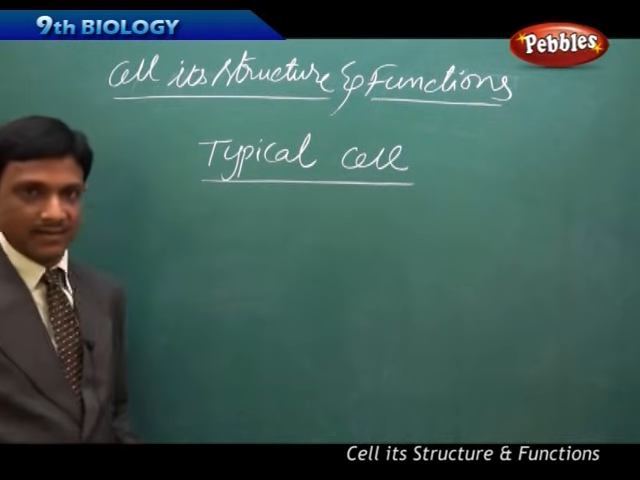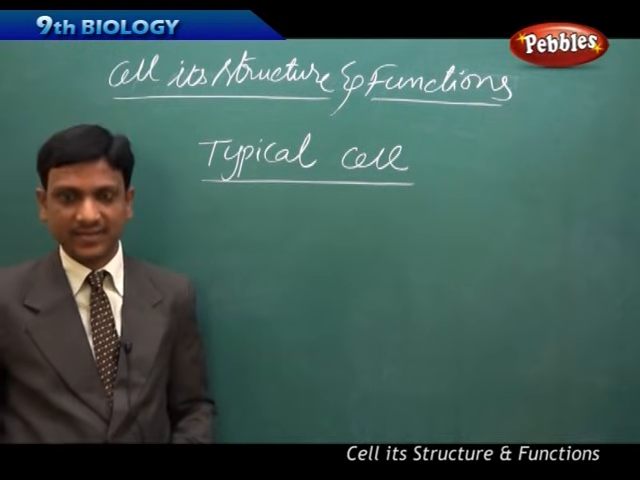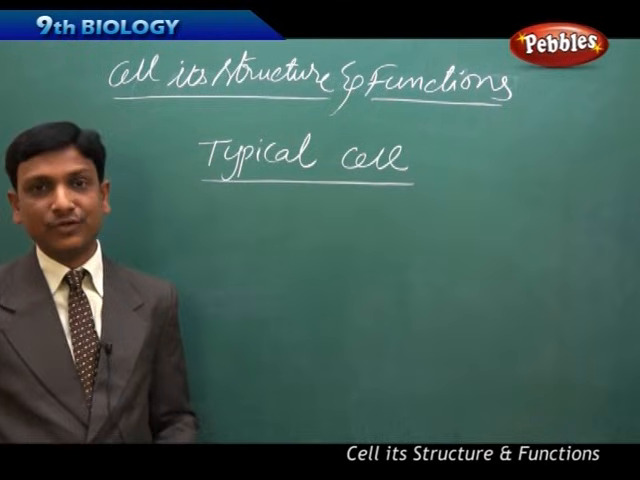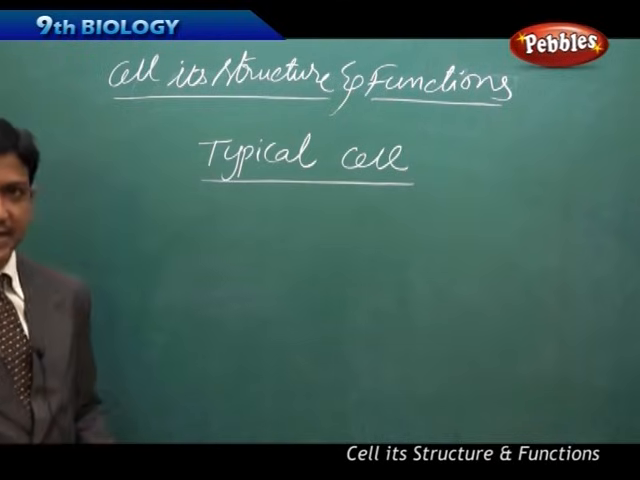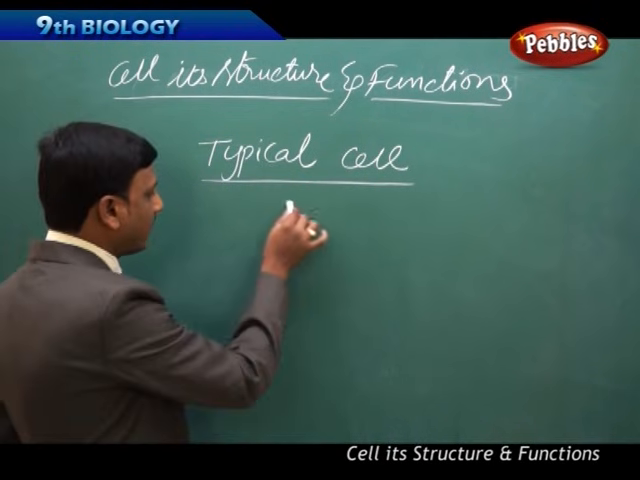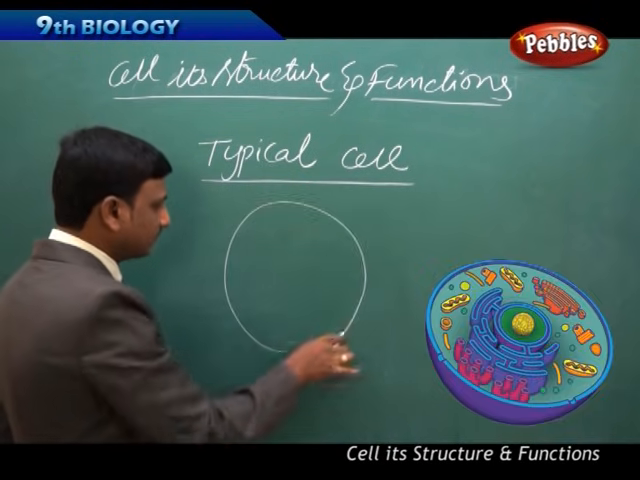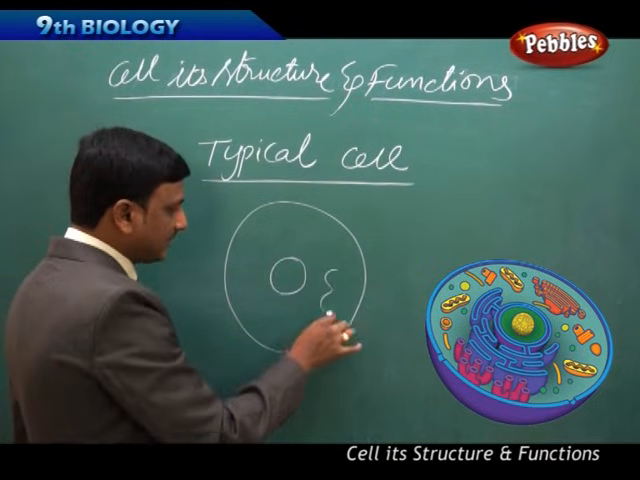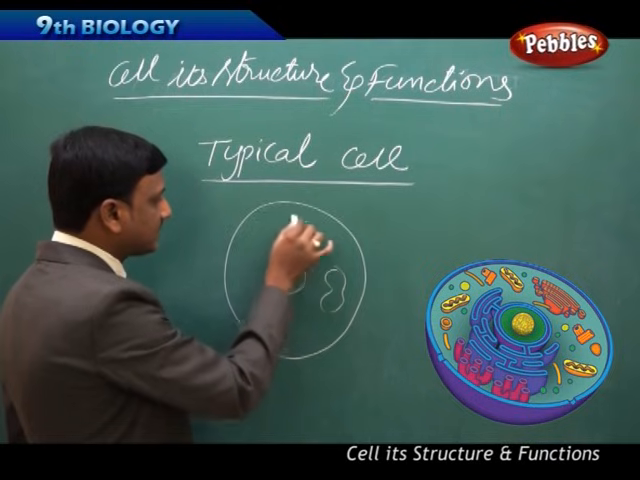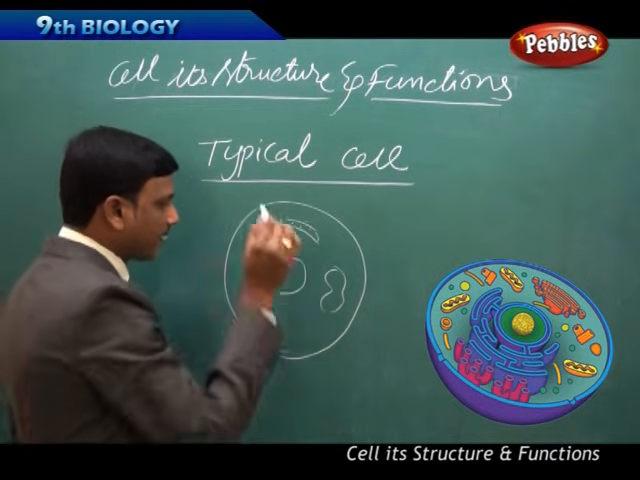Now, typical cell. What is a typical cell? We know plant cells and we know animal cells. Now, what is this typical cell? So, typical cell is nothing but a model cell which represents all the cell organelles present in the cell.